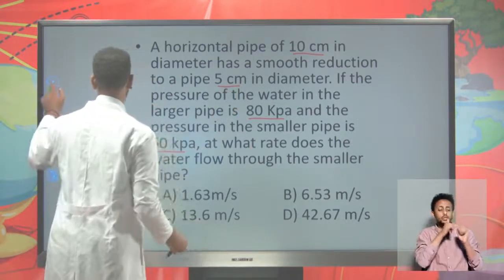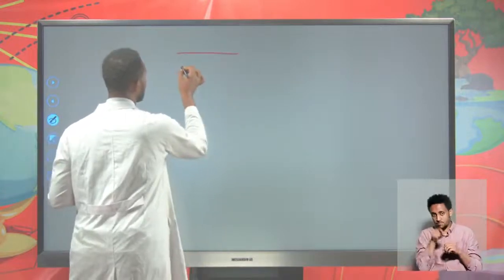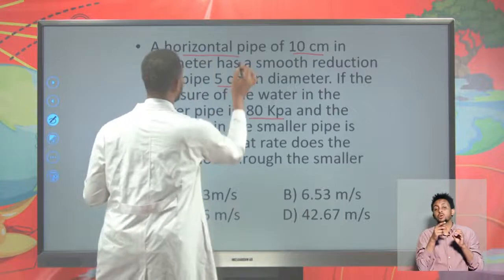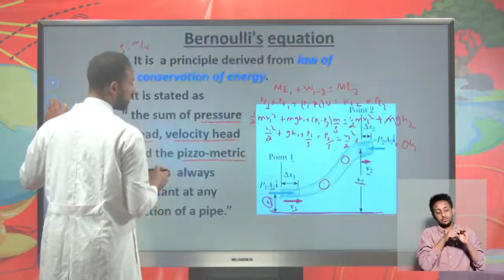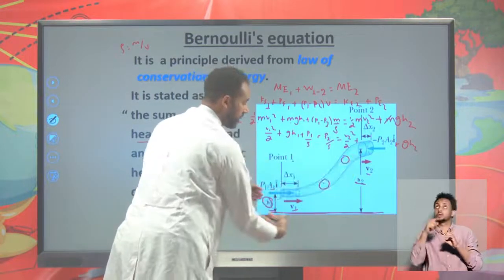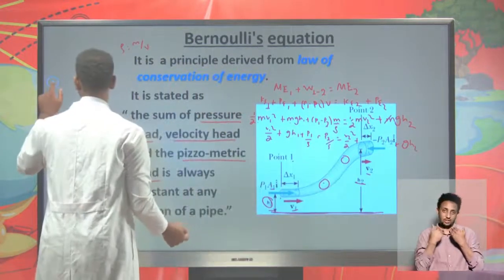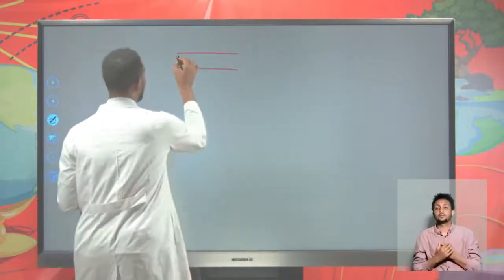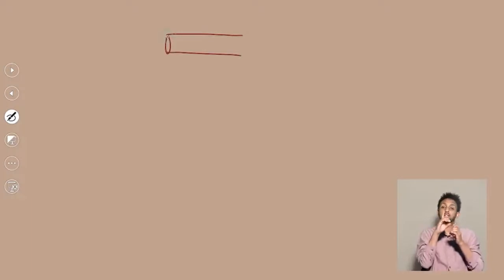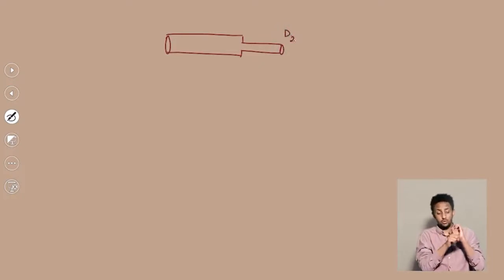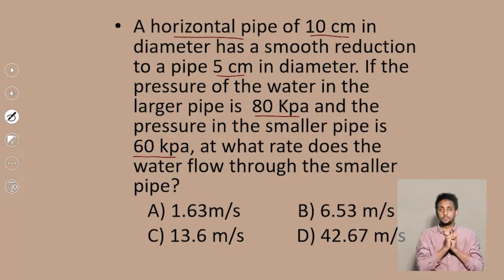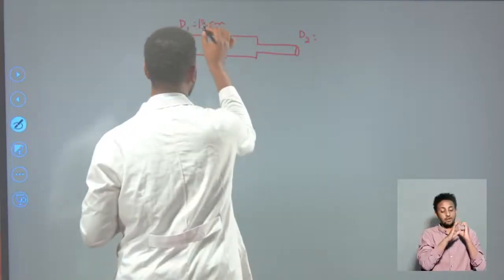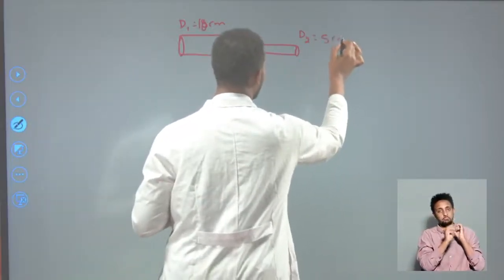You can express this figuratively as two pipes. It says a horizontal pipe. Previously, we considered a pipe which gradually increased and was found at different elevations or levels. But in this case, we have a horizontal pipe. The diameter of the pipe is gradually reduced into a smaller pipe. Let's say the diameter of the smaller pipe is D2 and the diameter of the larger pipe is D1. The larger one is 10 centimeter, the smaller is 5 centimeter.